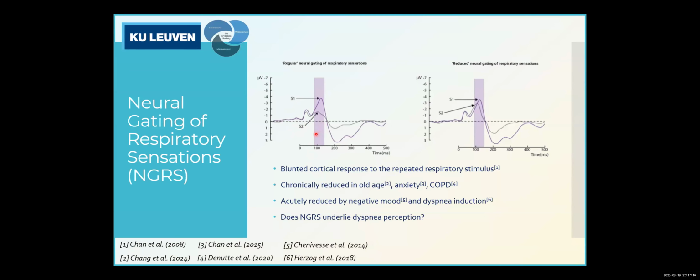And this is considered a healthy or a normal response because it protects your cortex from being overwhelmed by irrelevant respiratory stimuli. However, sometimes this suppression is reduced. And this can be a chronic reduction, such as in old age, anxiety, or COPD, or an acute reduction due to negative mood induction or dyspnea. So during my PhD, I investigated this neural gating, its changes by mood induction, and also specifically its relationships to dyspnea perception.